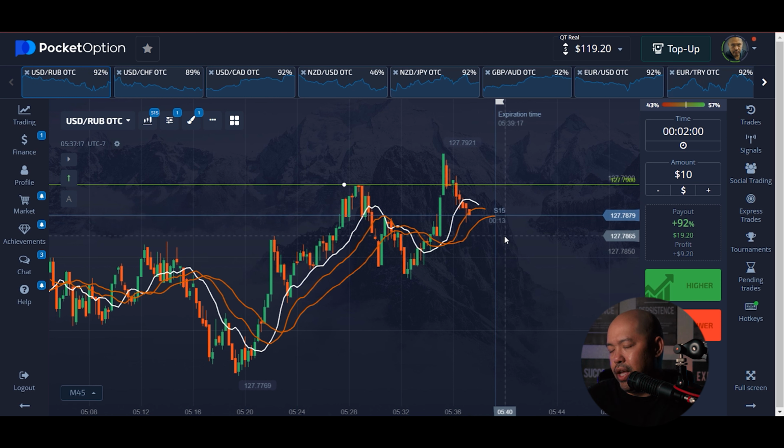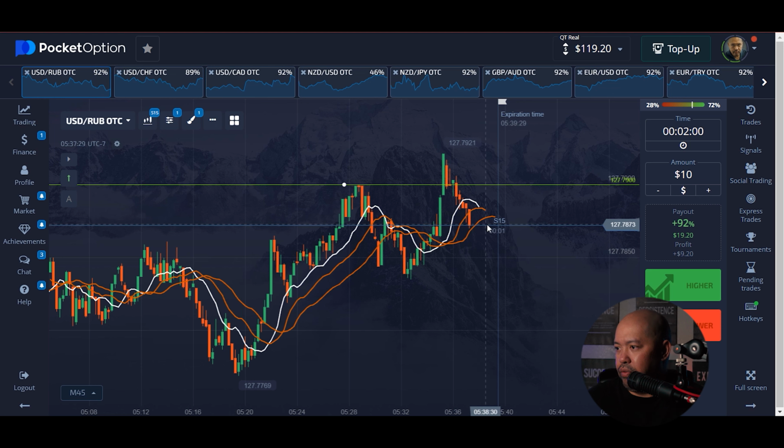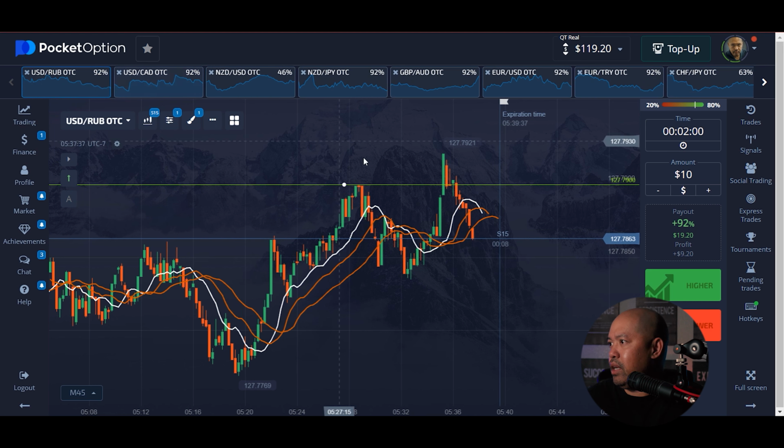And that just shows you that using long expiration times is not always sufficient, because as you can see, 3 minutes, I would have lost that, or even if I waited a few more seconds. So yeah, 1 minute should have been enough, but I'm not complaining. We won. Winning is winning. So let's go ahead and find another chart.